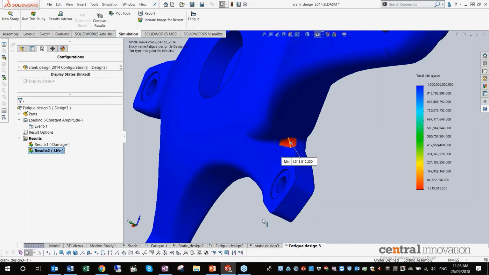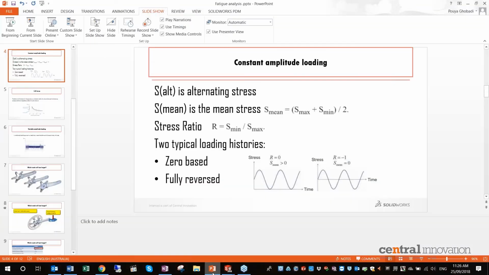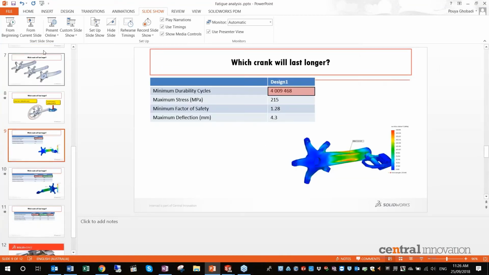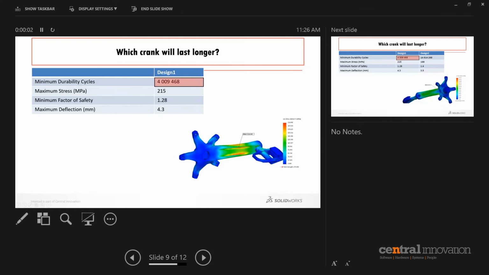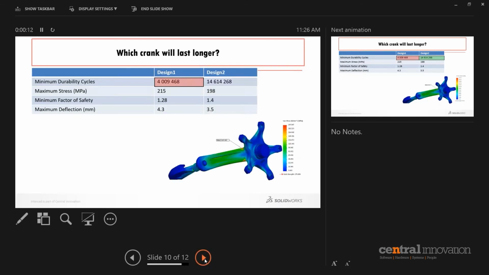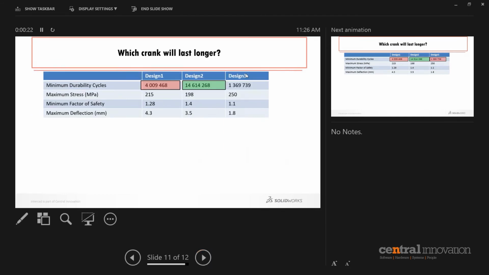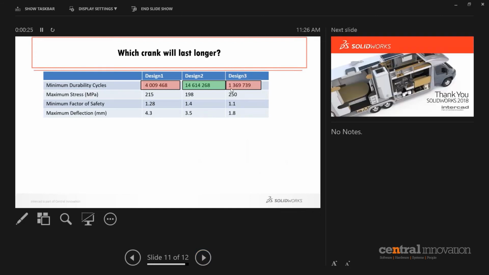This brings me to these last couple of slides, which are going to compare the results. Let's have a look at this. So design number 1 didn't meet our requirements. But design number 2 was a proper configuration. It went through almost 14 million cycles. And design number 3 was the weakest. It only went through 1.3 million cycles.